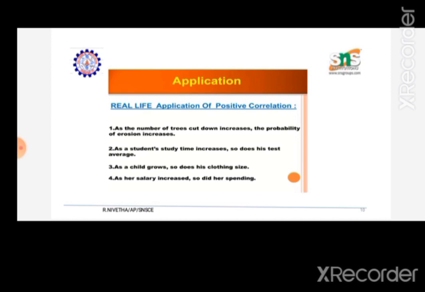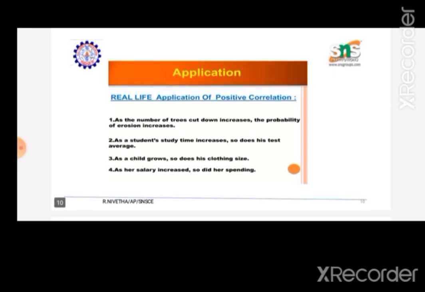Real life examples of positive correlation: as the number of trees cut down increases, the probability of erosion increases. Next example, as a student's study time increases, so does his test average. Third example, as a child grows, his clothing size also increases. As her salary increases, her spending also increases.